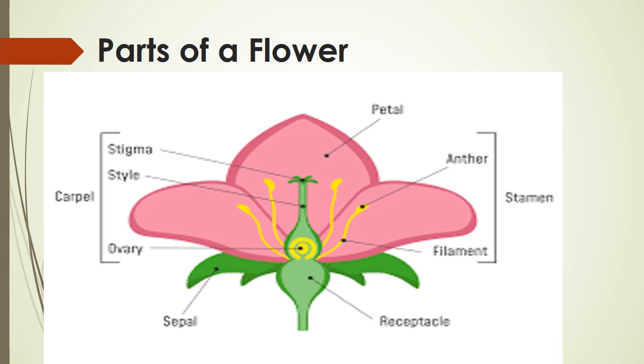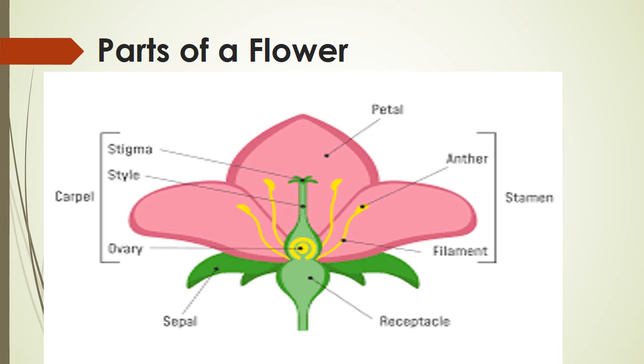Stamens are the male parts of a flower. Each stamen has a filament and an anther. Pollen grains are produced in anthers. Carpels are the female parts of a flower. Each carpel has a sticky stigma, a style and an ovary. Ovules are present in the ovary.